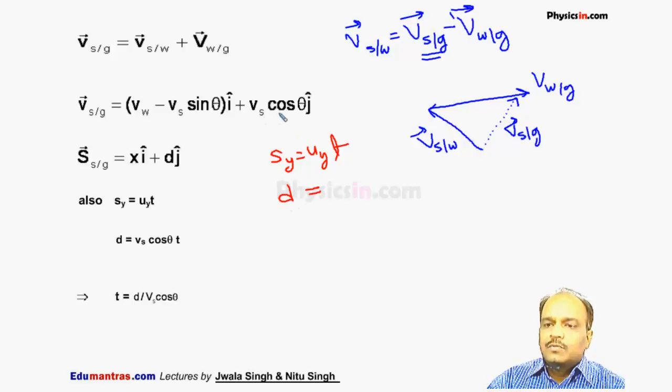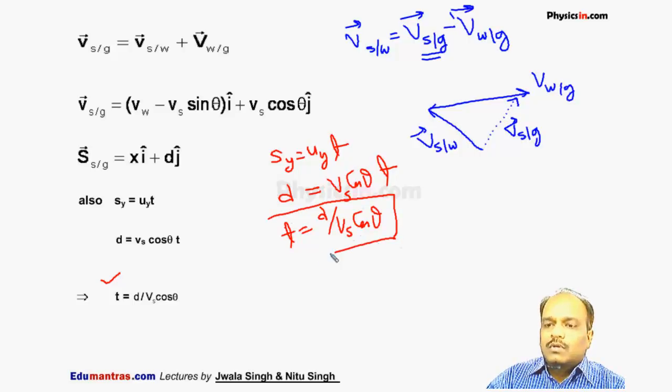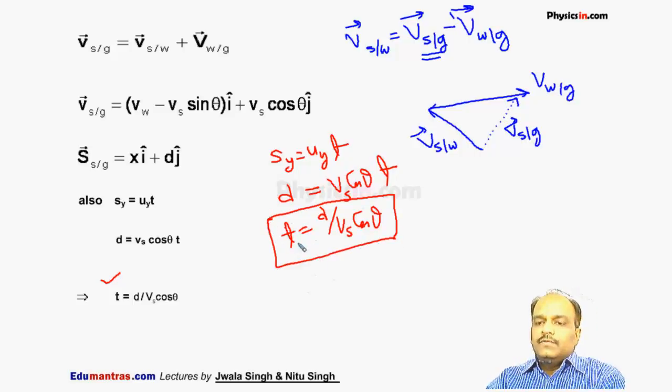What is the velocity of the swimmer along the y-axis? It is Vs cos theta. So d equals Vs cos theta into t, and from here we get t equals d by Vs cos theta. This is the time taken by the swimmer to cross this river. If you see this expression, d and Vs are both constant. d is the width of the river and Vs is the swimming capacity of the swimmer, the speed of the swimmer with respect to water. So the time actually depends on d, Vs and theta.